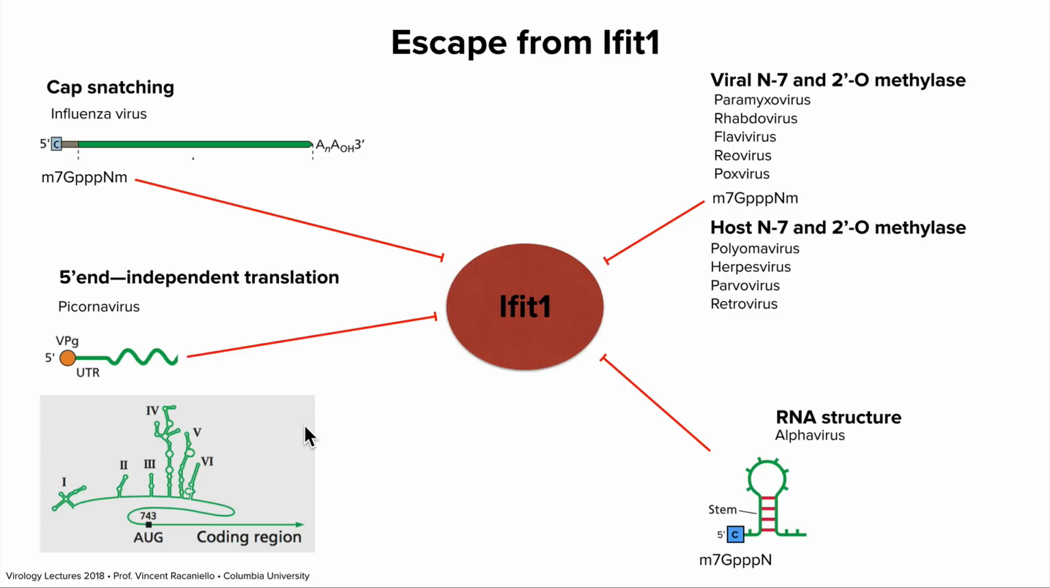All right, so those are pretty clear. Here's some other very clever ones. Some viruses encode a 2' methylase. The caps RNAs are methylated, so no binding to IFIT1. Some viruses steal host 2' O methylases. There they are. So again, IFIT1 doesn't work. And finally, some viruses have a stem loop structure right near the cap, which prevents IFIT1 from binding. Lots of ways to get around IFIT1. And again, if viruses didn't encode antagonists of all these defenses, they wouldn't be around.